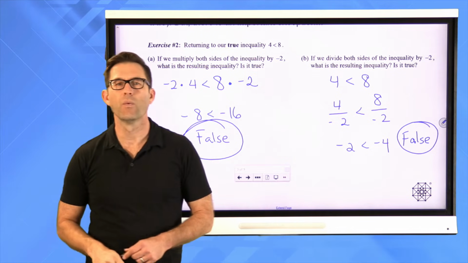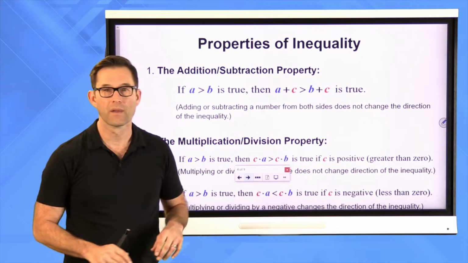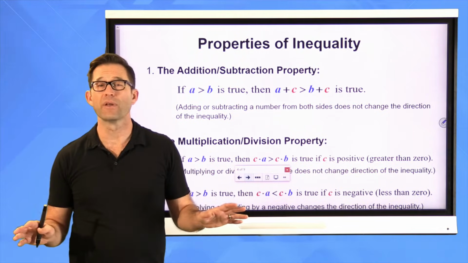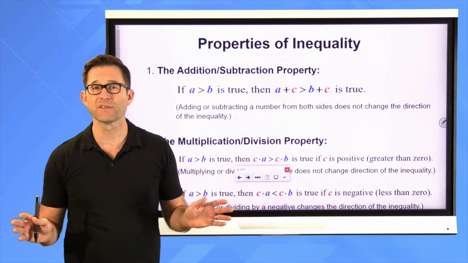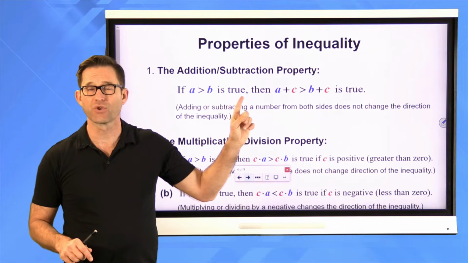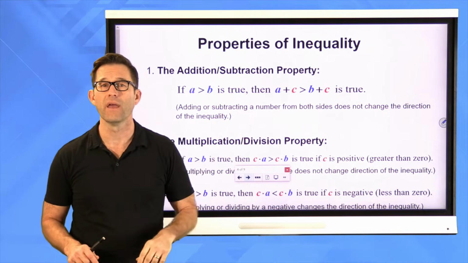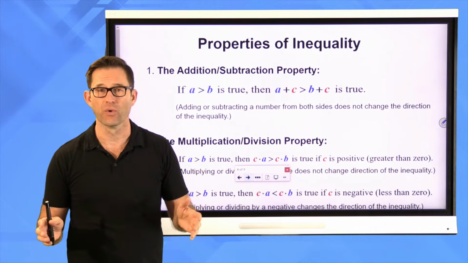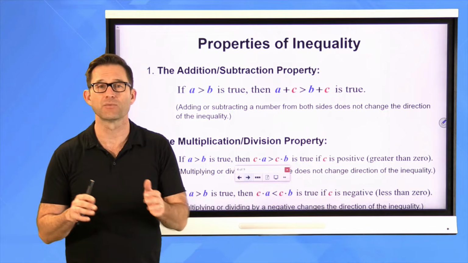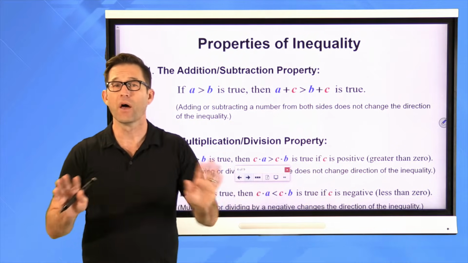So, what is our upshot here? Let's take a look. The properties of inequality. The addition-subtraction property of inequality works exactly the same way as it did with equality. If A is greater than B is true, then I can add the same thing to both sides of the inequality and it still is true. So nothing changes when it comes to adding and subtracting from both sides of an inequality. Nothing changes at all.